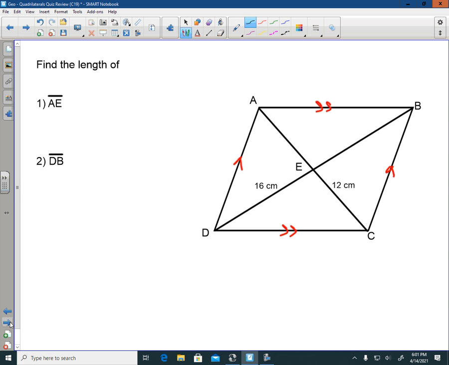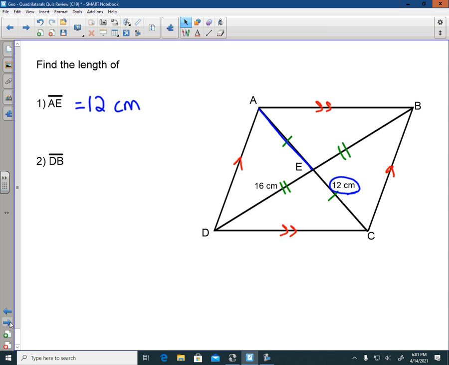We know that in a parallelogram, the diagonals bisect each other. This is a parallelogram, and so that means that this diagonal is cut in half by this diagonal, and so these markings end up being true. So now if I want to find the length of AE, which is this distance from here to here, I just need to notice that the congruent piece over here is 12 centimeters, and so AE must also be 12 centimeters.